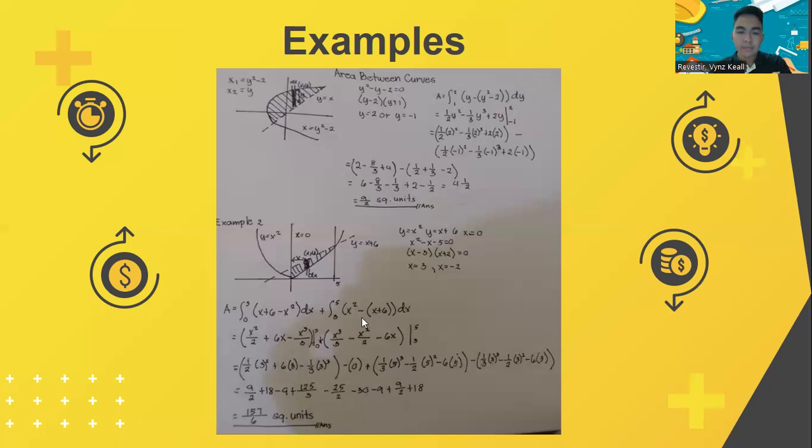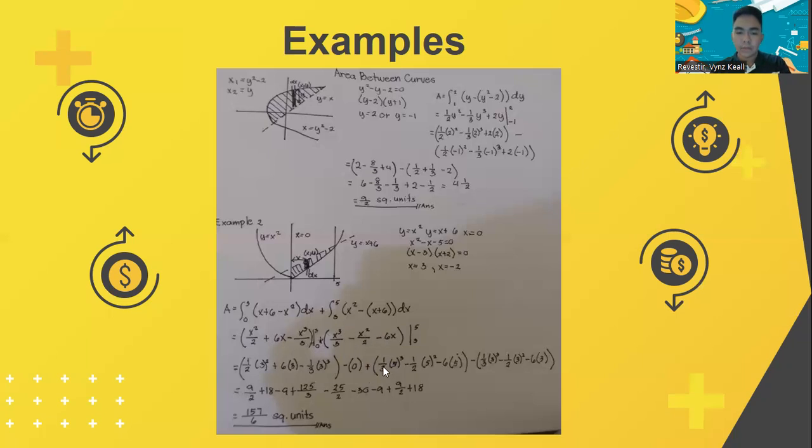Now, substitute the value of the limits for x. So 1/2 times 3 squared plus 6 times 3 minus 1/3 times 3 cubed minus 0, plus substitute 3 and 5 for the value of x.